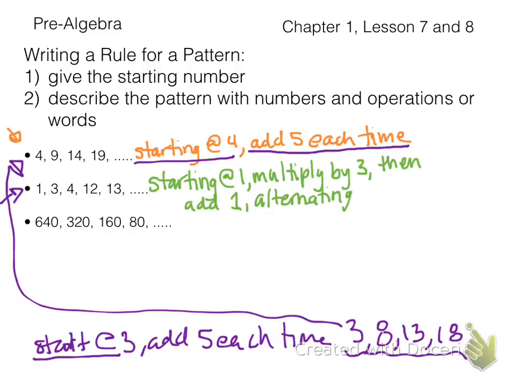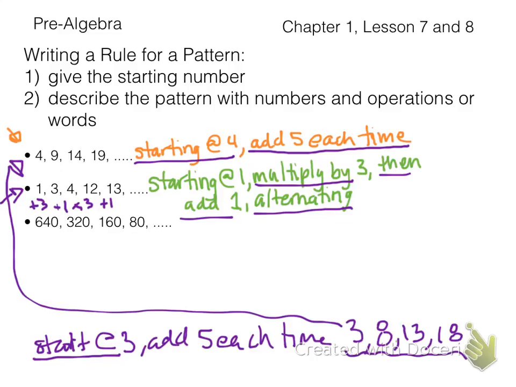So there we go. You're going to start at 1, and then you're going to multiply by 3, and then add 1, alternating. The first time you multiply by 3, the second time you add 1, the next time you multiply by 3, and the next time you add 1. So basically it's an alternating pattern. You do this and then do that, and then you go back to the thing you did before. So that's how you would write the rule for that one.